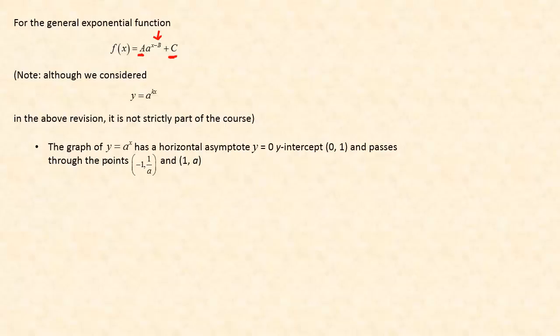So the graph of y equals a to the x has a horizontal asymptote, y equals 0, that's the x-axis. The y-intercept is always at 0, 1, and it always passes through the points negative 1, 1 over a, and 1, a. This is actually not that difficult to think about.